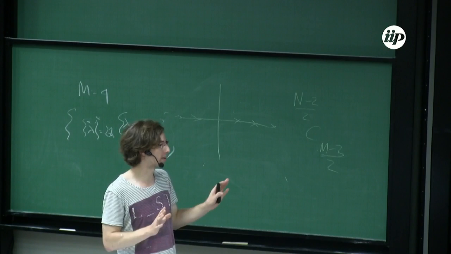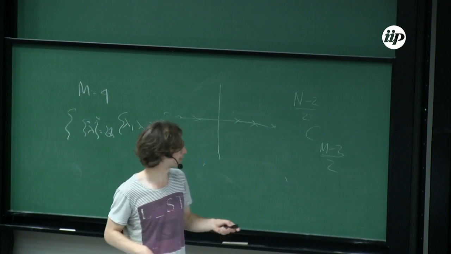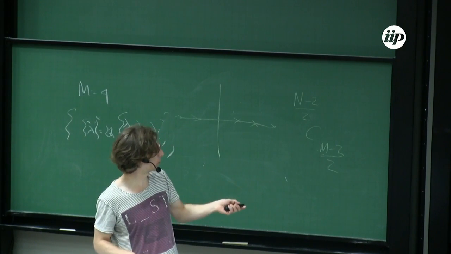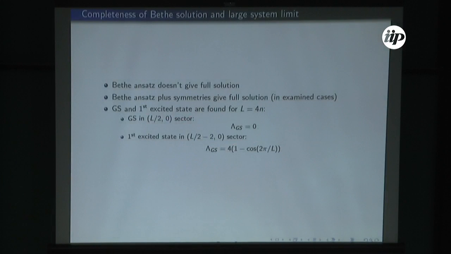And then we looked at the ground state and the first excited state. We could find explicitly the ground state and the first excited state energy. So we could find these two energies, and based on that, we can see that the gap disappears as 1 over L squared with the system size. So it's a sign of diffusive behavior.